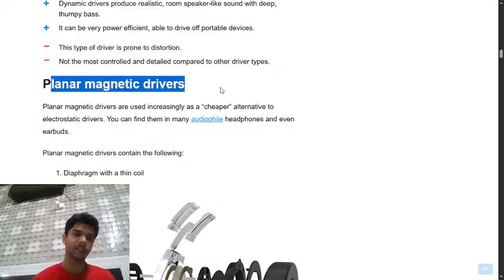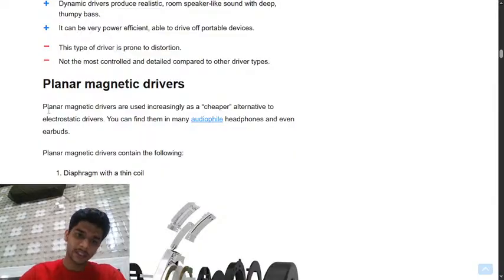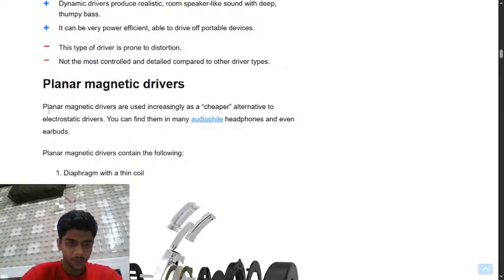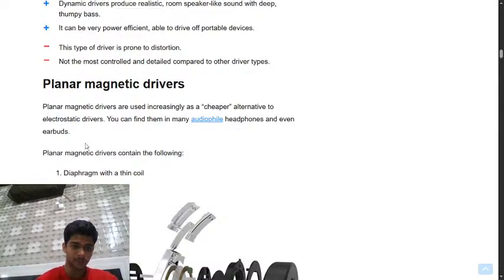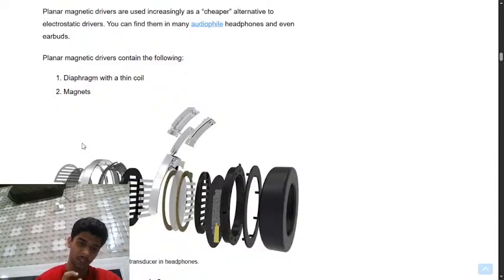Planar magnetic drivers. Planar magnetic drivers are used increasingly as a cheaper alternative to electrostatic drivers. You can find them in many audiophile headphones and even earbuds. Planar magnetic drivers contain the following: diaphragm with a thin coil, and magnets.